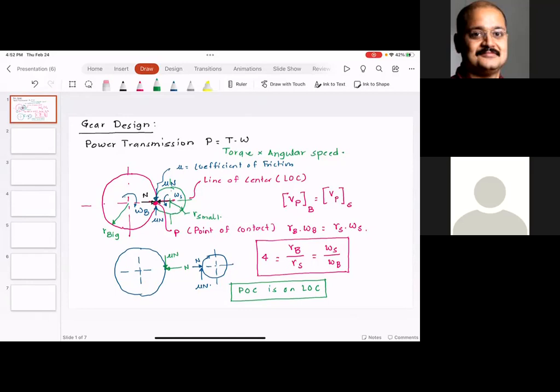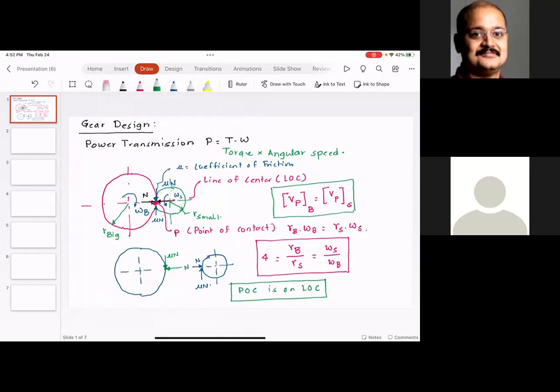When slipping occurs, two things happen. The point of contact is not on the line of centers, and the velocity of point P on B will not be equal to the velocity of point P on S, which means this equation that I have shown over here will no longer be valid when the pair starts slipping. Everyone understood this?